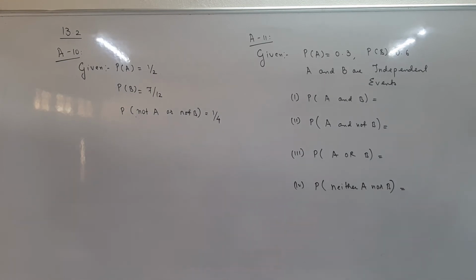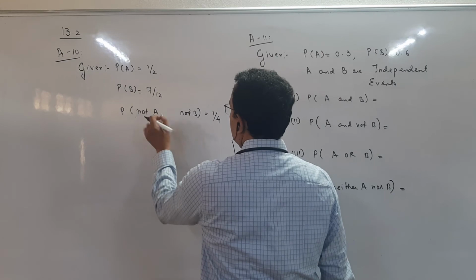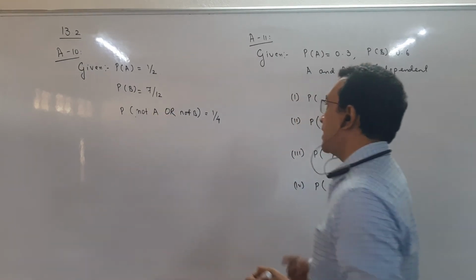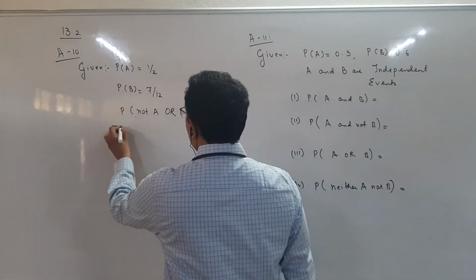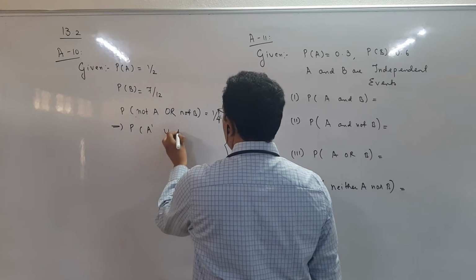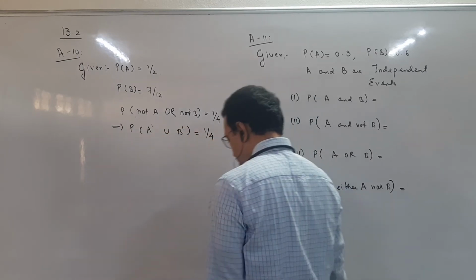Now, in this type of sum, students, in the first instance, check question number 10. Not A or not B. I am sorry, students, I am writing a little bit smaller handwriting, but this is my natural habit, students. Please excuse me for that. Now, students, not A means A dash, or means union, and not B means B dash. So if I convert this to symbols, this is written as A dash union B dash is equal to 1/4.